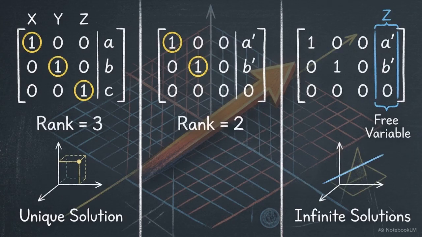After row reduction, you count the number of pivots to find the rank. If every variable has its own pivot, the system is fully defined with one unique solution. But if there are more variables than pivots, those extra variables can take any value, resulting in infinite solutions.